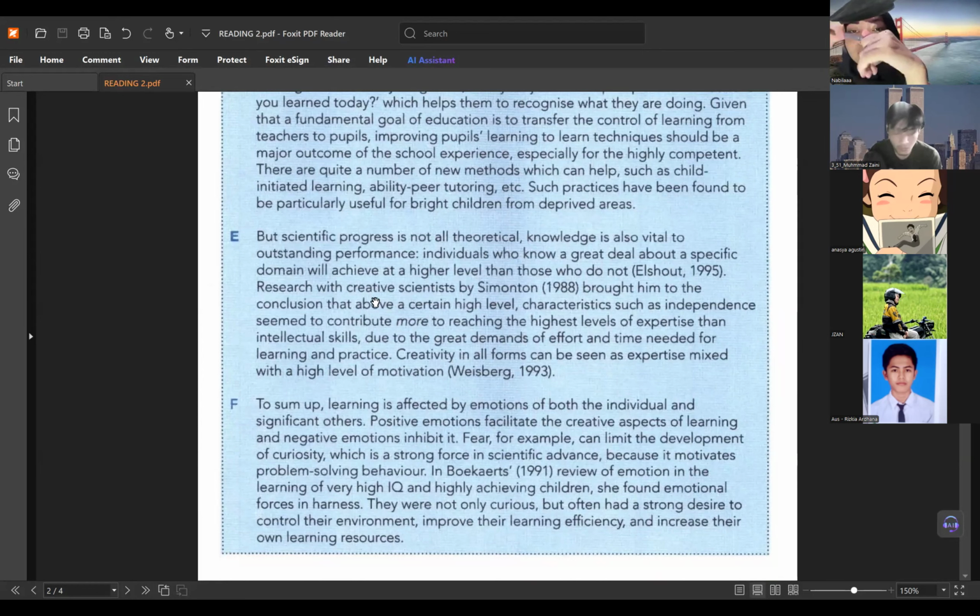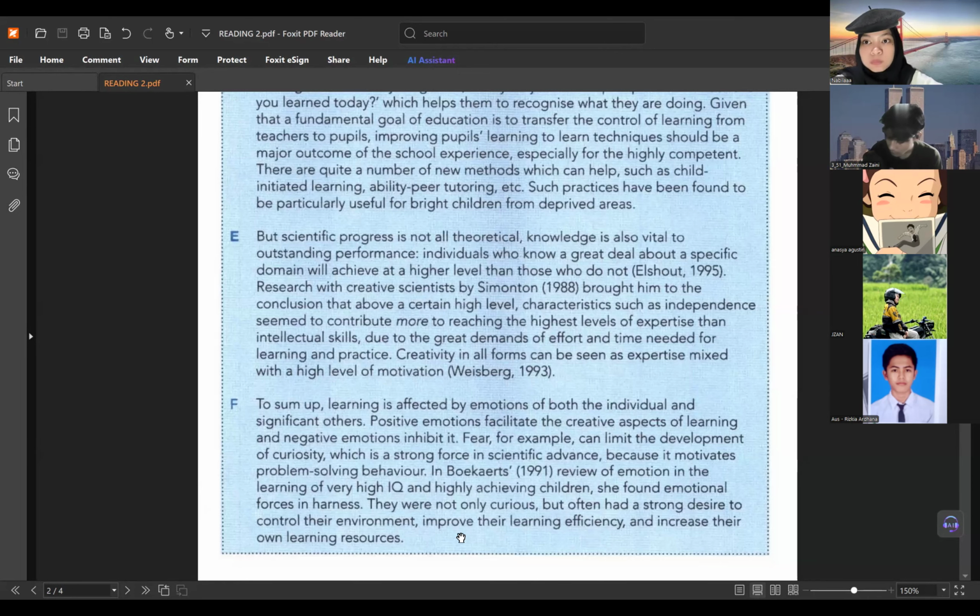Now let's skim. Scientific verbal is not alternative. Knowledge is also vital and understandable. Individuals who know a great deal about a specific domain will achieve at a higher level than those who do not. Siswa-siswa, individu yang tahu banyak mengenai topik atau area tertentu akan mencapai hasil yang lebih baik dibandingkan yang tidak memiliki pengetahuan mengenai area tersebut. Okay, let's see which one is in line with that.